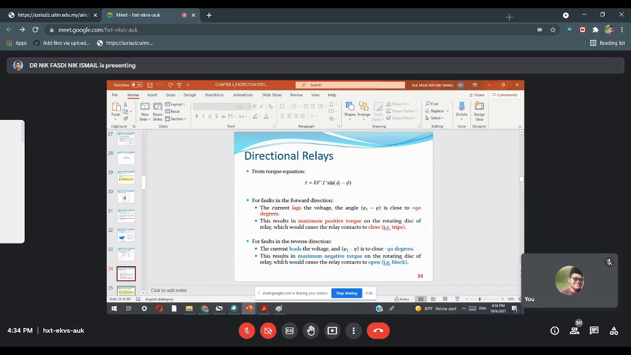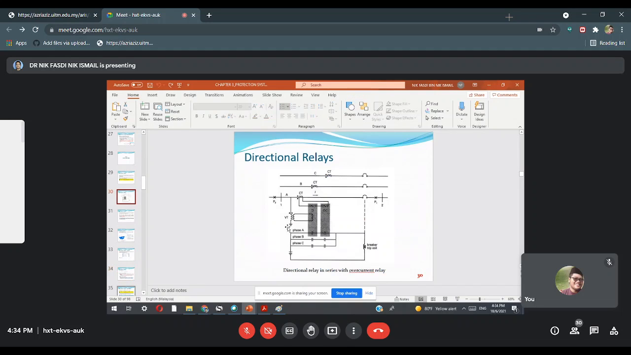So, put simply, I explain to you: one forward, one reverse. When in the forward direction, there is maximum torque, which can rotate the disc of the relay, which would cause the relay contact to close. Where is the relay contact? This is the relay contact. It will have torque that closes the relay contact. When it closes, what happens? Current will flow, it will trip the coil and it will open the breaker.